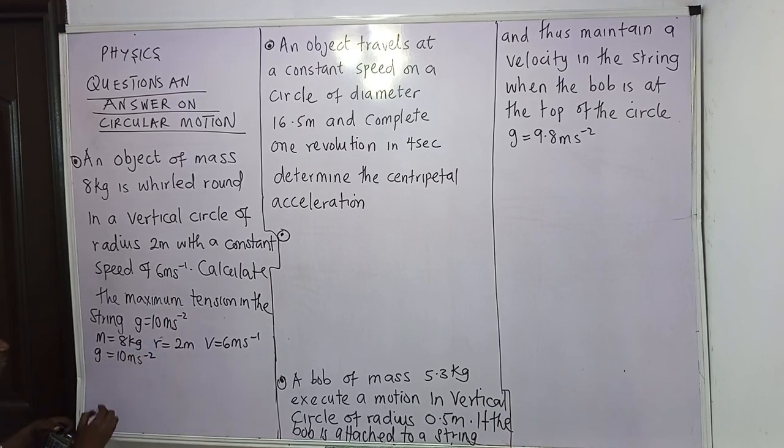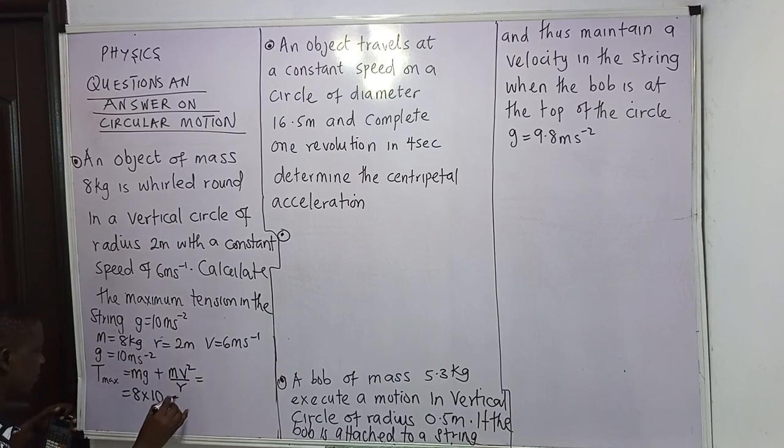Now, to calculate maximum tension, use T max is equal to mg plus mv square over r. I think I gave that formula in our previous video. So I want to have it as 8 times 10 plus 8 times velocity 6 square over 2.